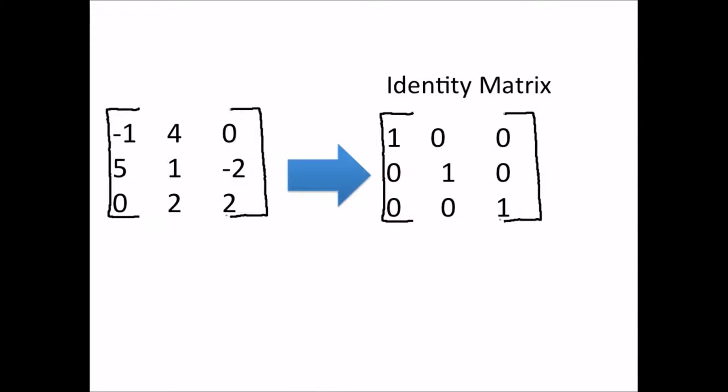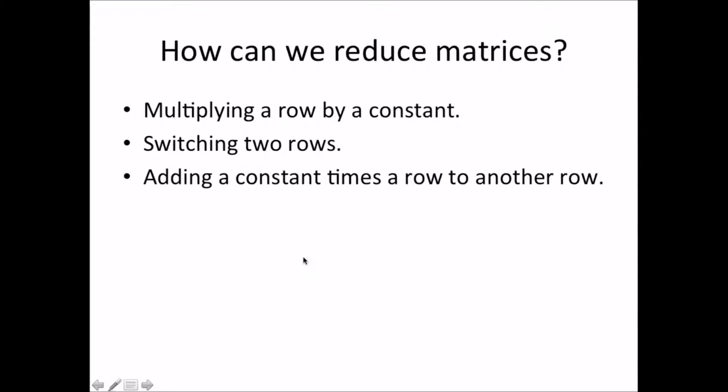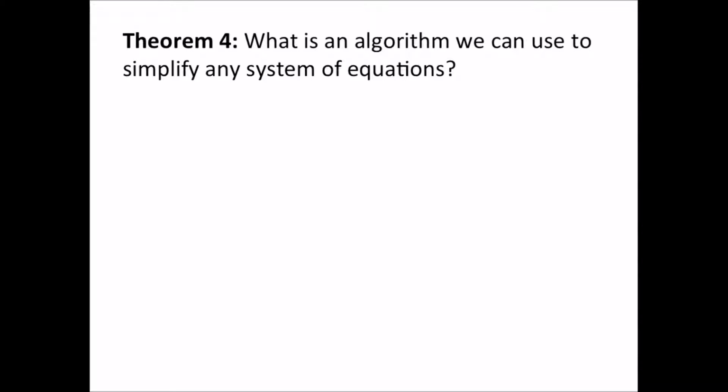So how can we reduce these matrices? We have 3 different elementary row operations. The first is you can multiply a row by a constant, you can switch 2 rows, or you can add a constant times a row to another row. Before we go on to an example, we are going to talk about an algorithm that we can use to simplify a system of equations. You might be familiar with this from classes before, but we are going to go over this as a little bit of a review.